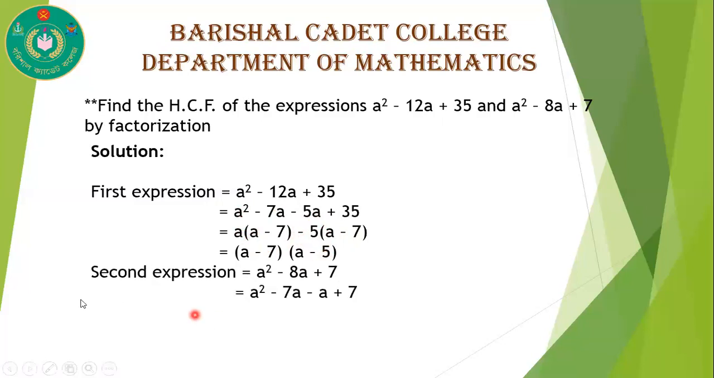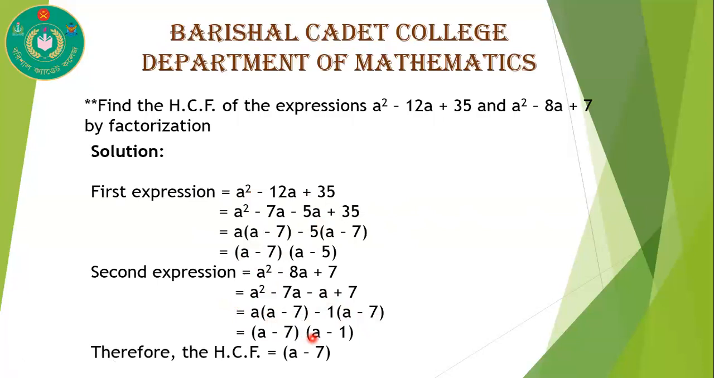Now the second expression, a square minus 8a plus 7. Now we split this term, a square minus 7a minus a plus 7. Now a common, a minus 7, minus 1 common, a minus 7. Here a minus 7 and a minus 1. Here we can see a minus 7 is the common term of these two expressions. Now the required HCF is a minus 7.